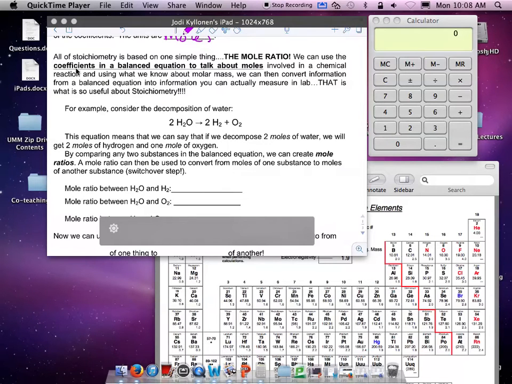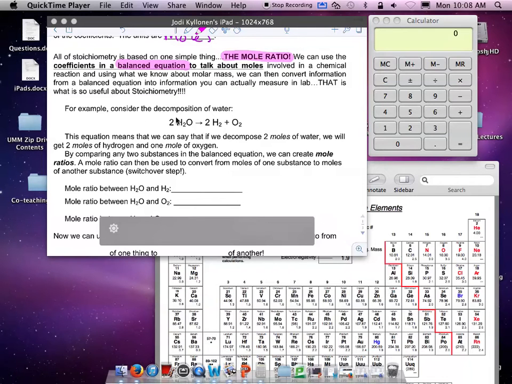So we can use the coefficients that we wrote in a balanced equation to talk about moles in that chemical equation or that chemical reaction. And then because we know about molar mass, we can convert that into something we can use in lab, and that's what gets so exciting about stoichiometry. All right, so mole ratio is our key thing. Mole ratio is the thing that you have to understand, and it comes from the balanced equation. So let's practice that mole ratio just a little bit.